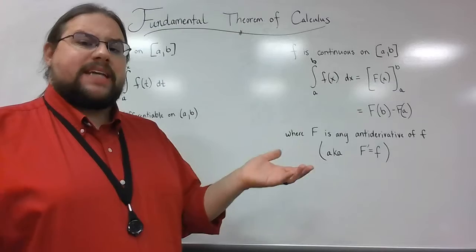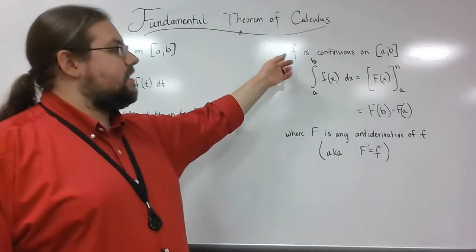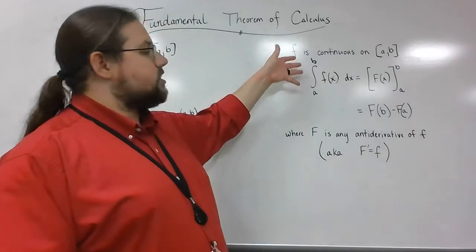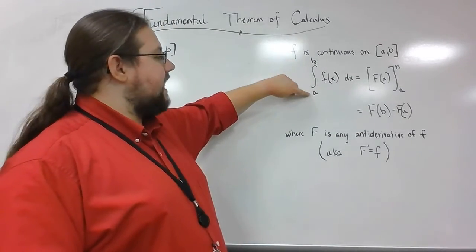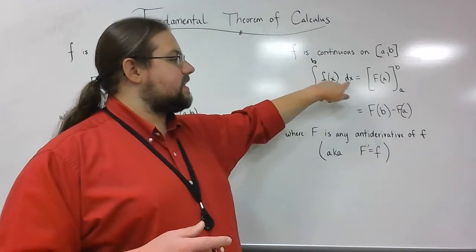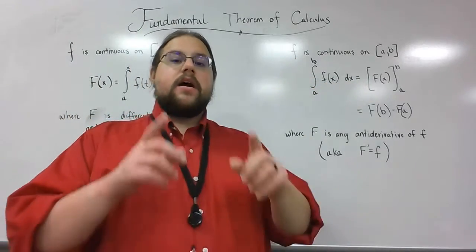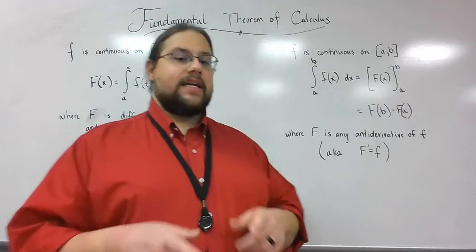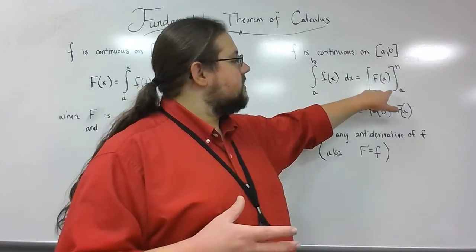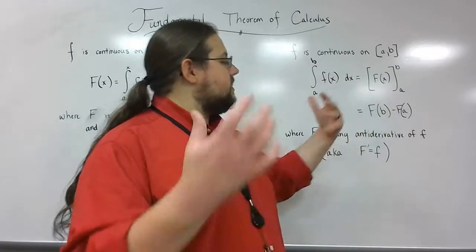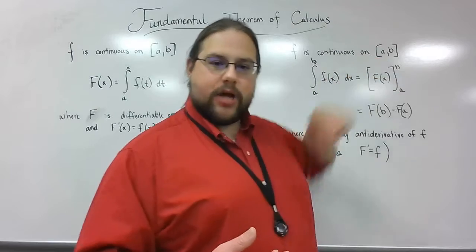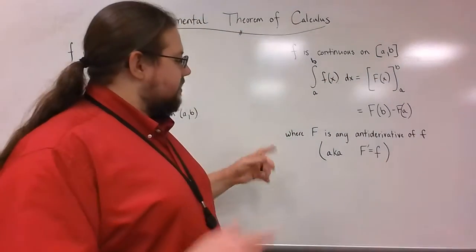The second part basically says the same thing. Little f is continuous on the closed interval a to b, and in this case, we're just defining the notation. If I have the definite integral from a to b of little f of x dx, then it's going to be defined as capital F of x, big F of x, evaluated from a to b. Now notice, all we're going to do is plug in b first, plug in a second, and subtract. Okay? That's how we evaluate.